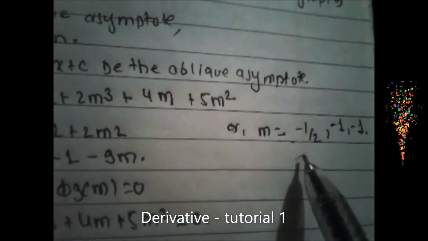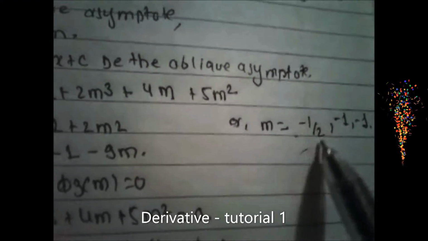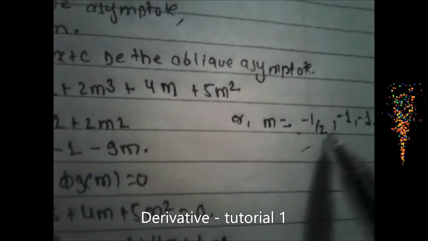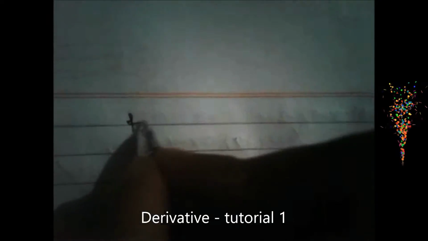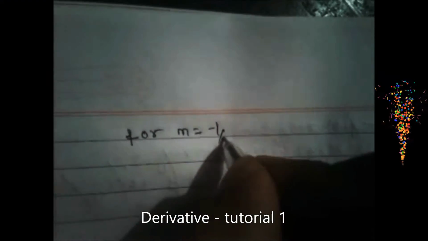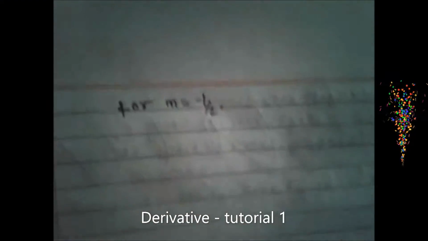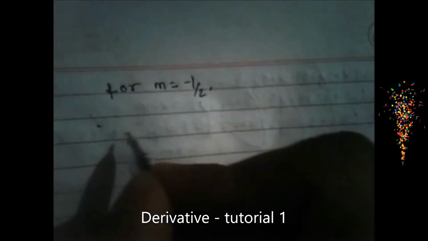So we find this for same value and for different value by using two different formulas. What we have got are formulas for m is equal to minus 1 by 2. This is different from others, so we will use a different formula.